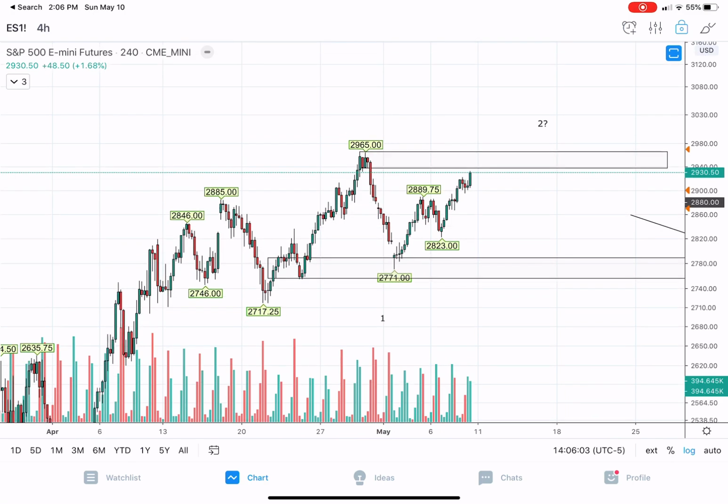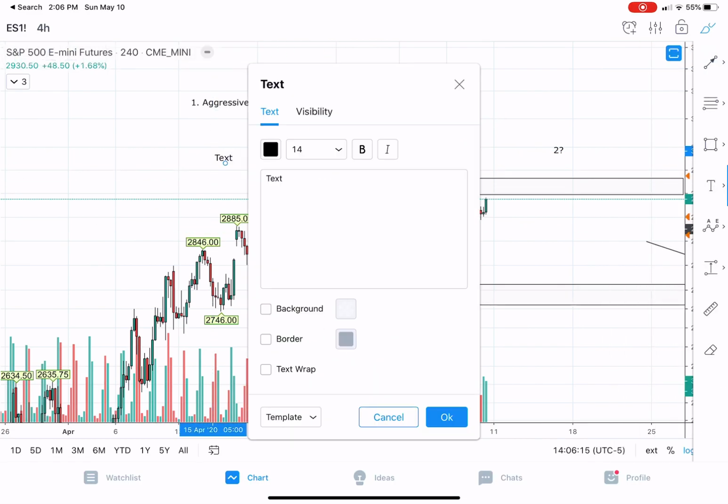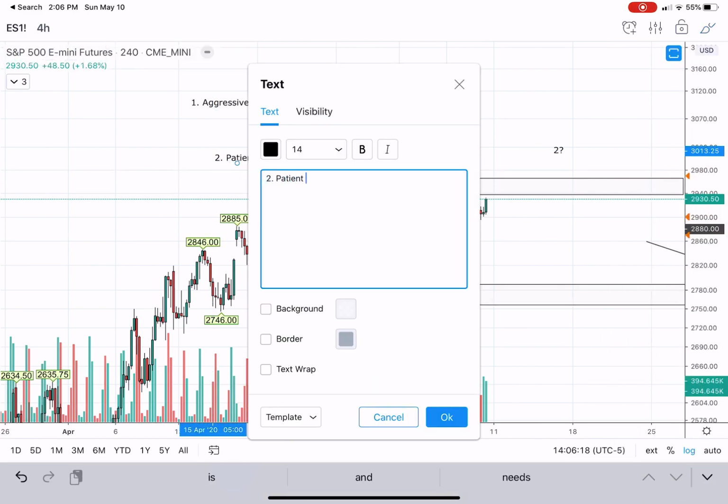So two ways to play this. One, aggressive short on test of zone, profit at near demand. Or two, patient counter trend move. Enter on the retracement. This could be 61.8% or 78.6%, or it could just be a level of supply with stop above the high formed.